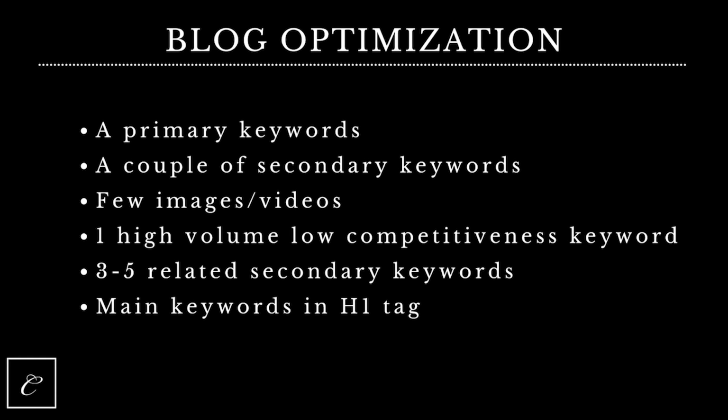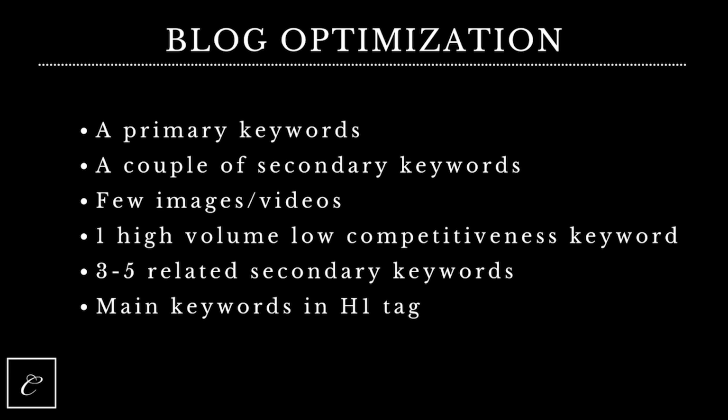To optimize your blog for SEO, you need to have your primary keywords, and then you want to use a couple of secondary keywords, and then finally use a few images and videos as well. To give you a super quick checklist on what you want to achieve, you want to have one high volume and low competitive keyword, and this is going to be your main keyword, so it needs to be highly relevant to your topic itself.